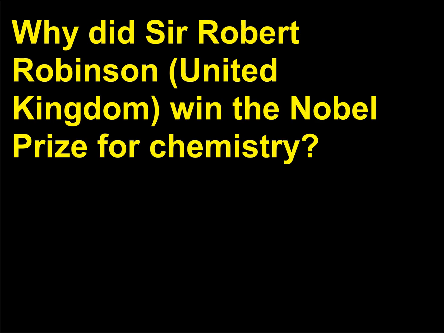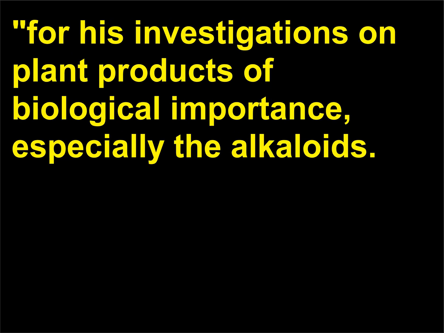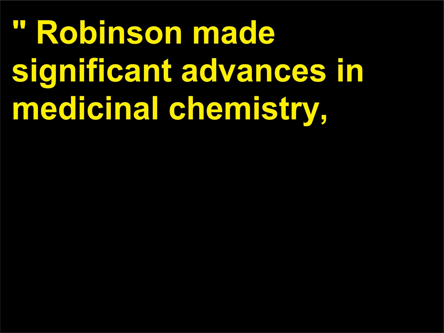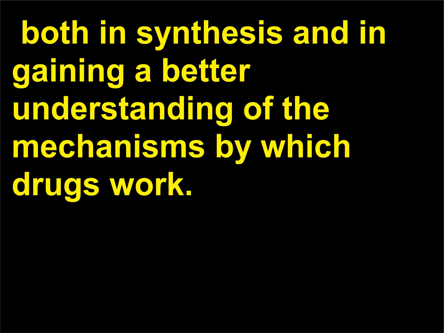Why did Sir Robert Robinson, United Kingdom, win the Nobel Prize for Chemistry? For his investigations on plant products of biological importance, especially the alkaloids. Robinson made significant advances in medicinal chemistry, both in synthesis and in gaining a better understanding of the mechanisms by which drugs work.